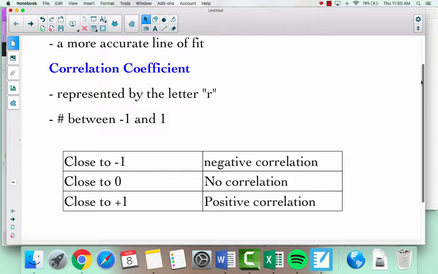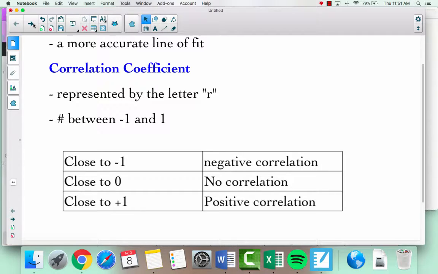So the closer it is to -1, then the closer to negative correlation it's going to be. If it's around 0, maybe it's like positive 0.2 or negative 0.5, something like that, then it's going to be no correlation. And then if it's close to +1, then it's going to be considered positive correlation. All right, so it's going to be a range. It can be a decimal number, but those are the three main correlations we talk about.